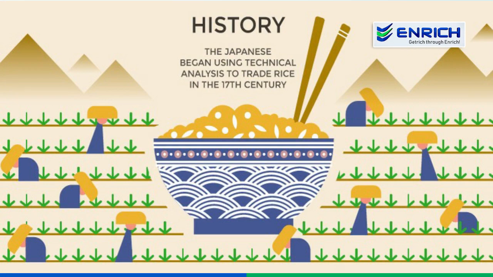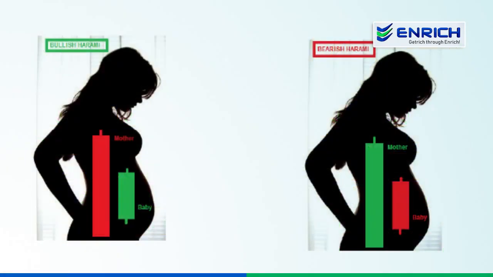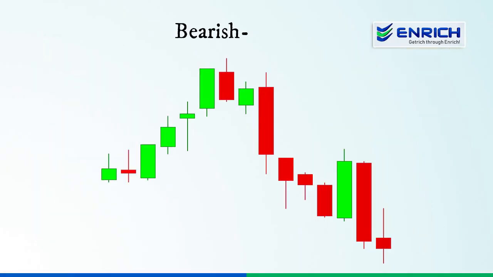Now remember, all these names are in Japanese, as it was started by a Japanese person. And Harami in Japanese means pregnant. So let's start with the bearish Harami. A bearish Harami occurs at the market top and must be seen after an uptrend.